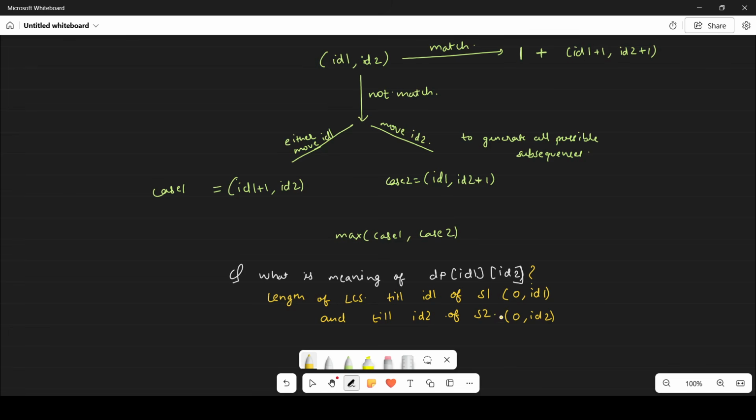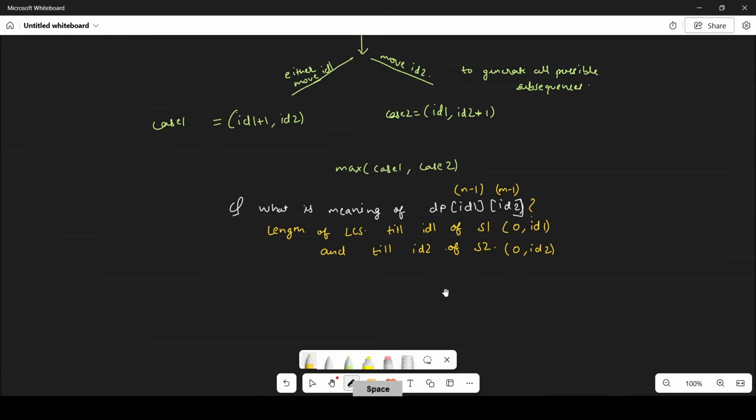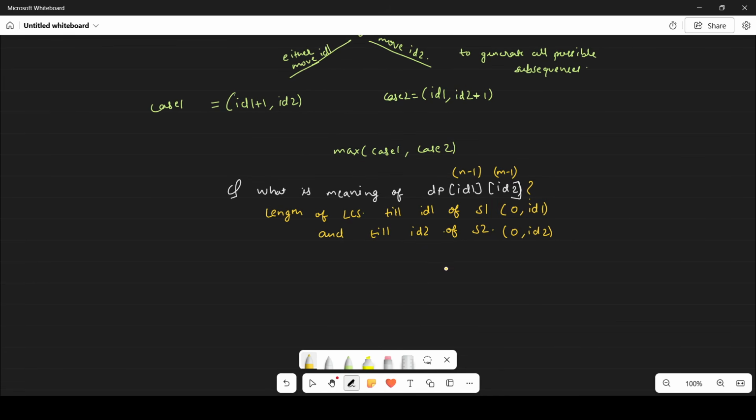That's why it gives you the answer when id1 reaches n minus 1 and id2 reaches m minus 1. So it will give the whole answer, that is string s1 from 0 to n minus 1 and string s2 from 0 to m minus 1. What is the length of LCS? I hope you understand the meaning of dp[id1][id2].